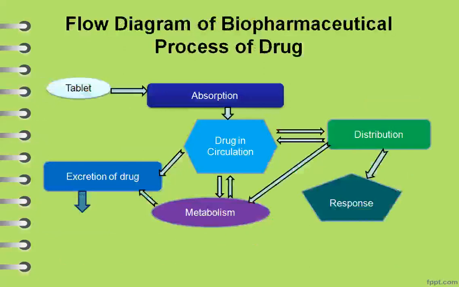Flow diagram of the biopharmaceutical process of drug. As the tablet first gets absorbed, it enters into the systemic circulation in unchanged form, from which it is distributed into different peripheral tissues, excreted, metabolized, and shows the response after reaching the target site.